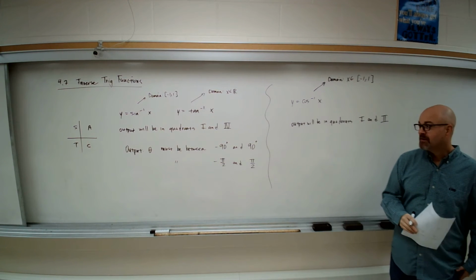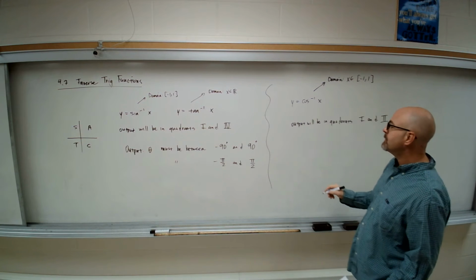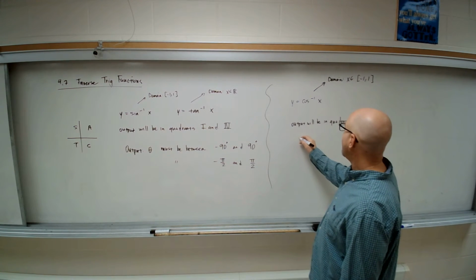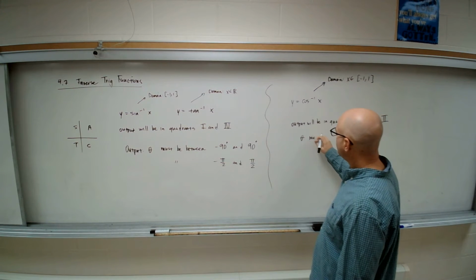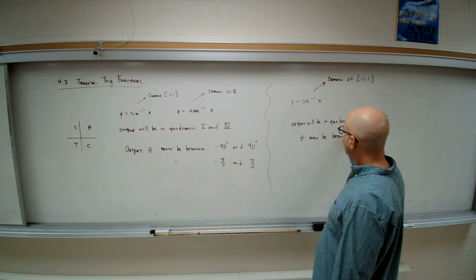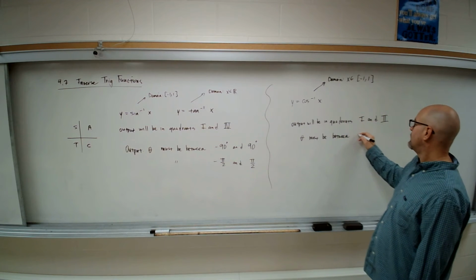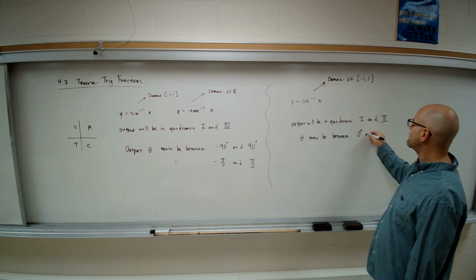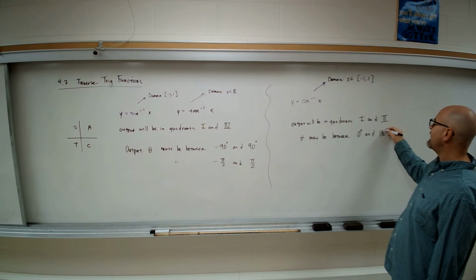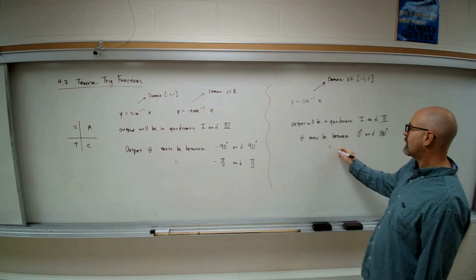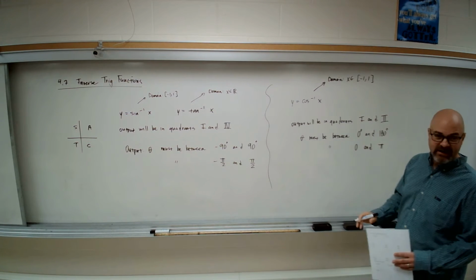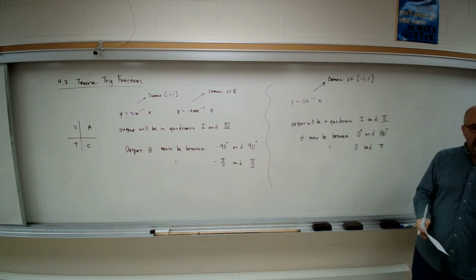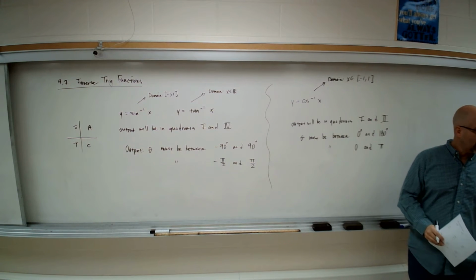Right? So your outputs are going to be in quadrants 1 or 2, and then the output, theta, must be between 0 degrees and 180 degrees, or 0 radians and pi radians. So the answer will always exist in the first or the second quadrant.